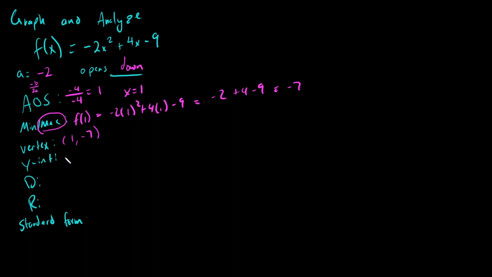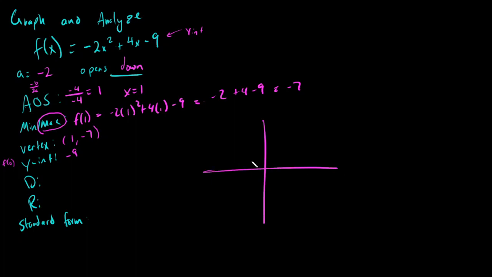All right, and the y-intercept here, well, the y-intercept is always f of 0. So in this case, it's going to be -9. So it's always going to be this value. So this is the y-intercept for stuff in this form. All right, so now the domain and range, let's do that after we graph.